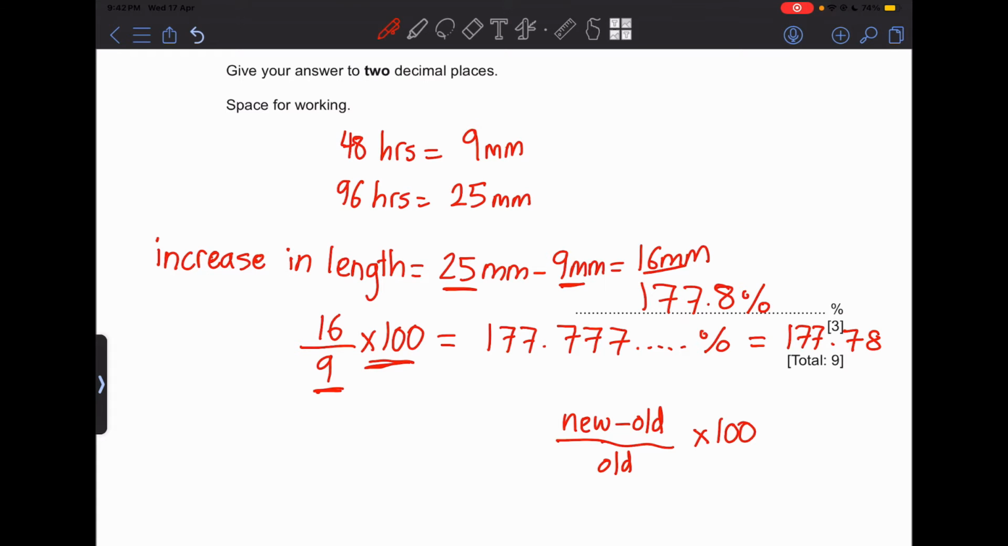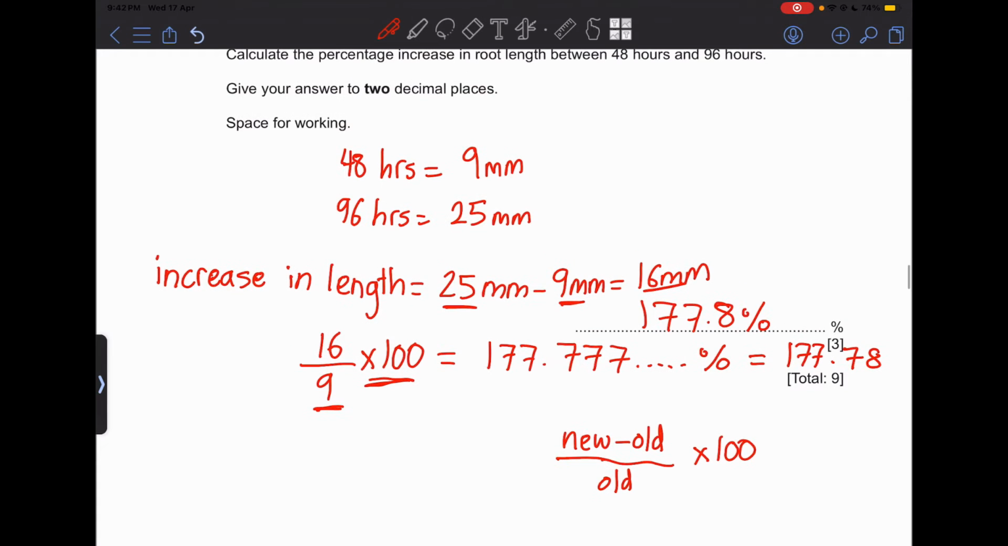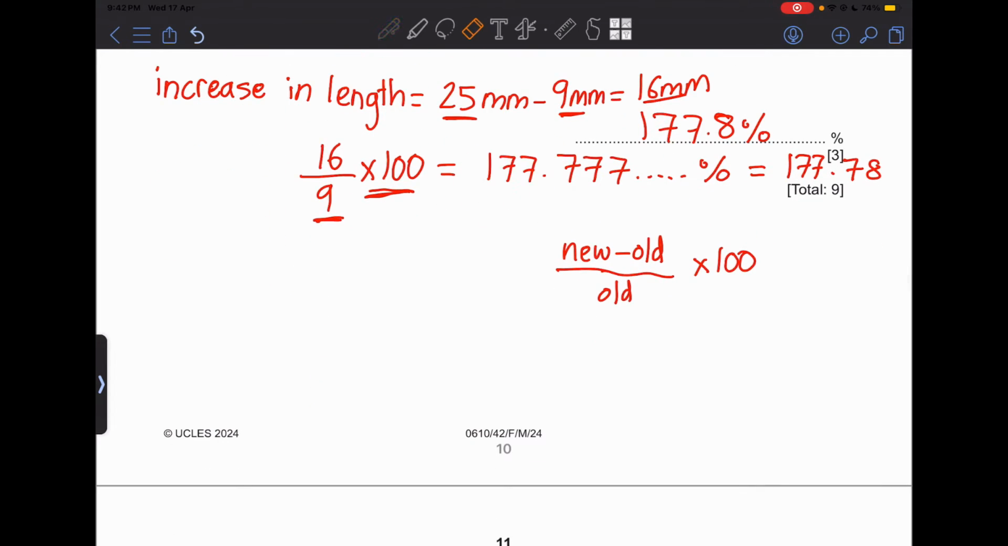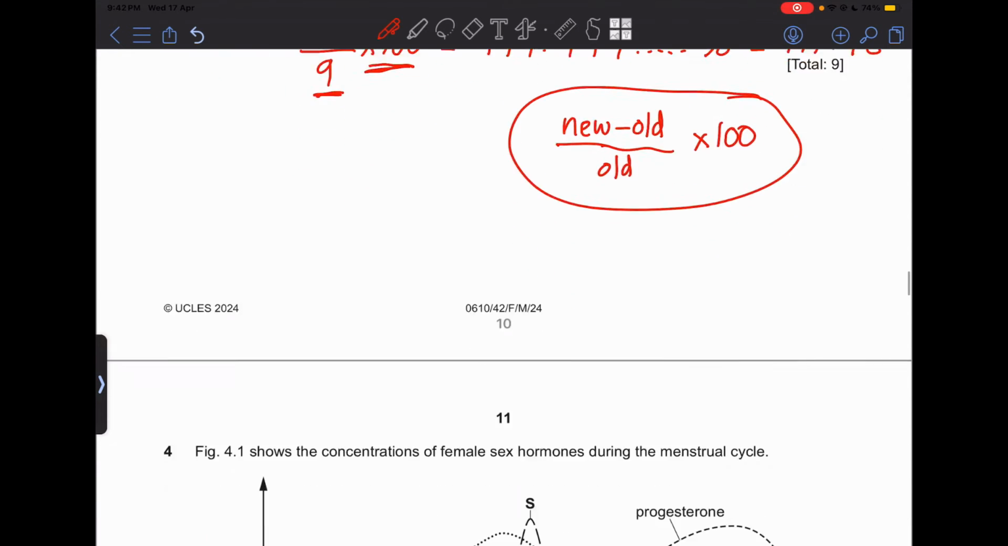This is going to give you 177.77, which is never ending, so you're going to be estimating it to 2 decimal places. It's going to be 177.8%. So this is the formula for percentage change if you want to use it in any subject.